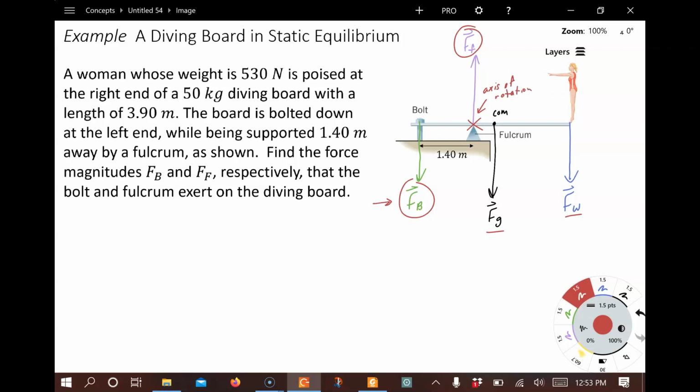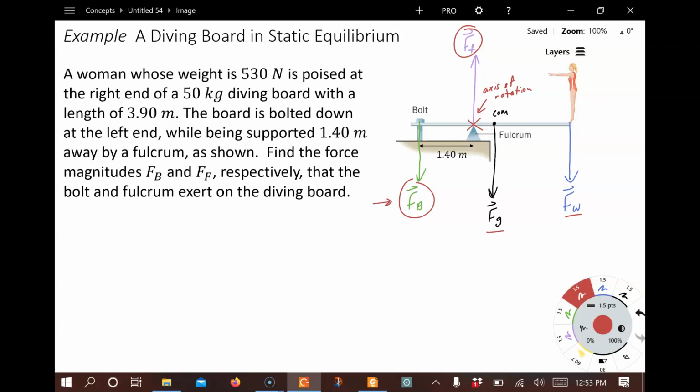Now you might wonder, why did I choose it to be there? In fact, if something is in static equilibrium, I can choose this axis of rotation to be anywhere, because any axis is going to give you a net torque of zero, because it's not rotating about any particular point on the board. So we're free to choose that, and that's a huge advantage here, as we'll see in a second.